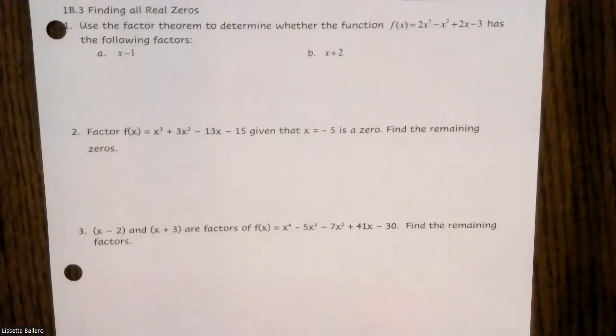All right, today we're going to be finding all the real zeros of polynomials. So we'll start here where it says, use the factor theorem to determine whether the function f of x equals 2x cubed minus x squared plus 2x minus 3 has the following factors. And so last class we learned that it is a factor if there is no remainder.